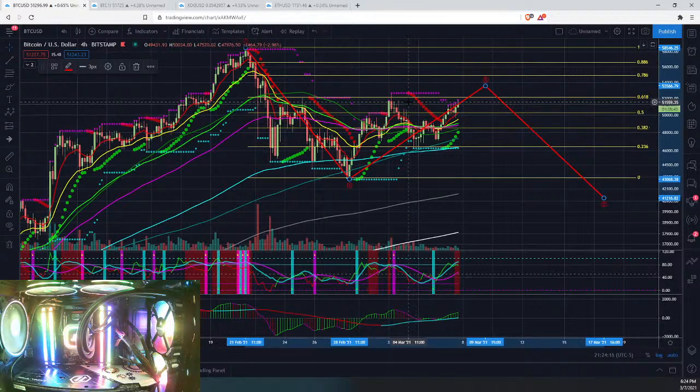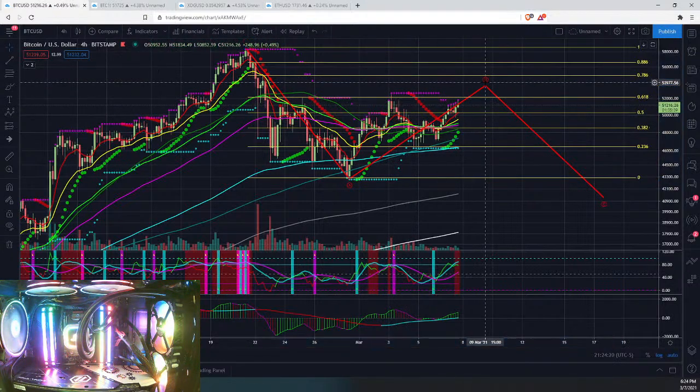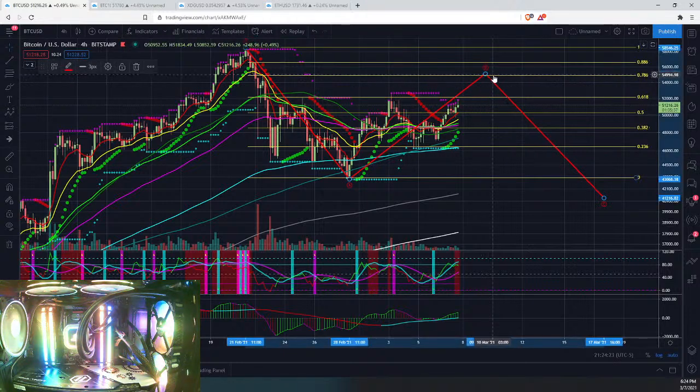So now what am I expecting? I expect us to come up here and take out this 618. So then my next target is the 786. So my next target to the upside is 54,900, which from here, that's like a $3,700 range. So that's a great range. That's an awesome buy, obviously, and potential target for that. So that's what we're paying attention to now.